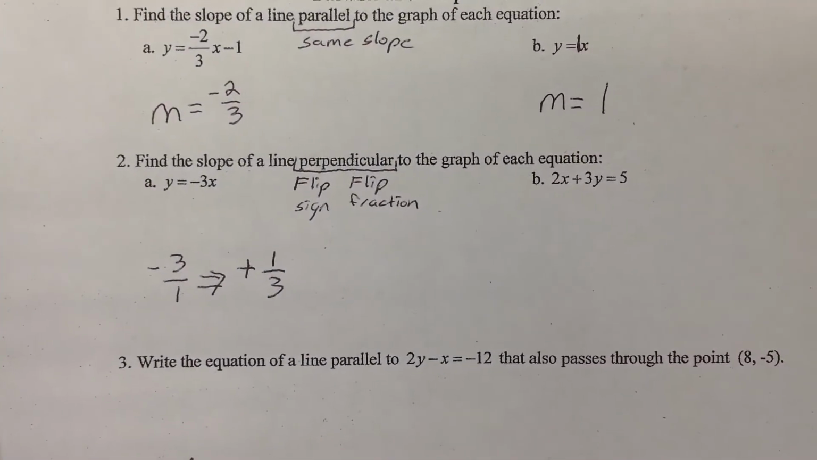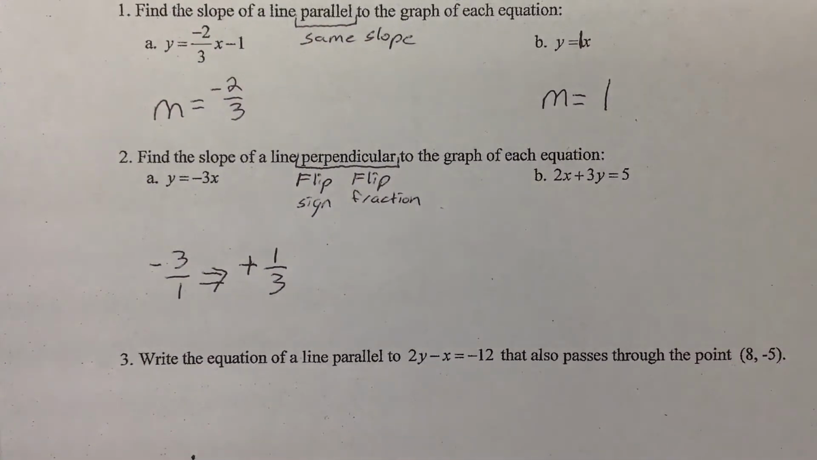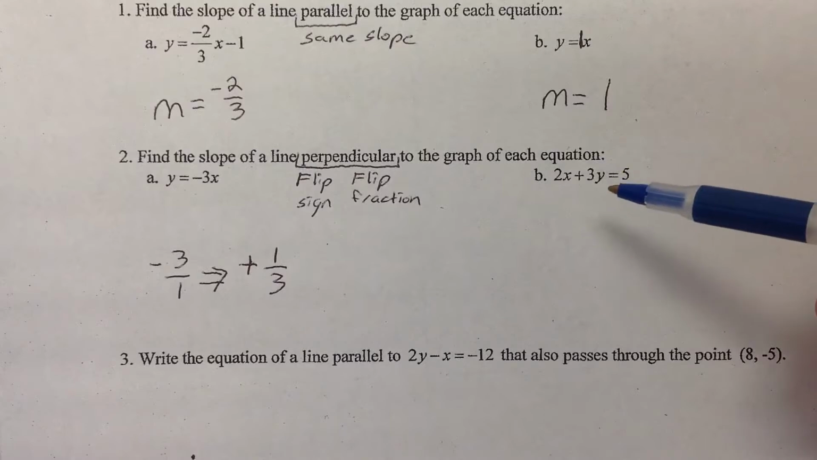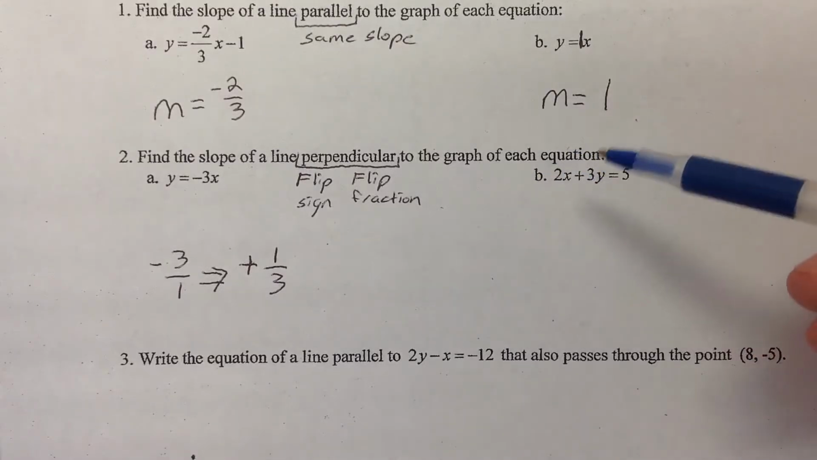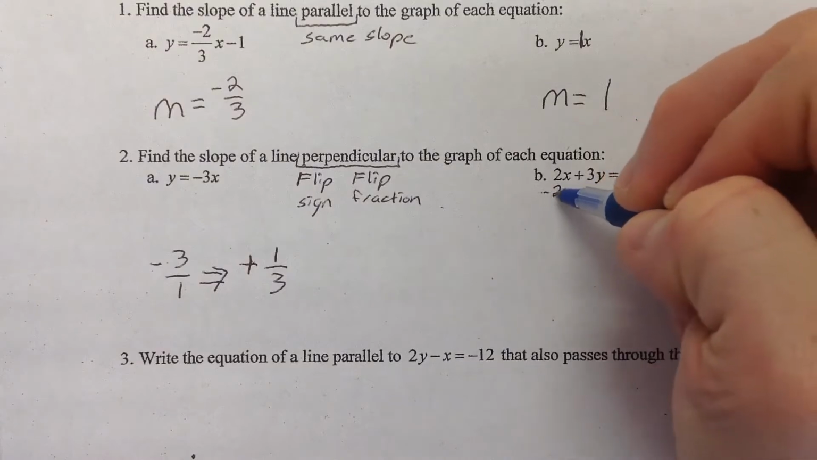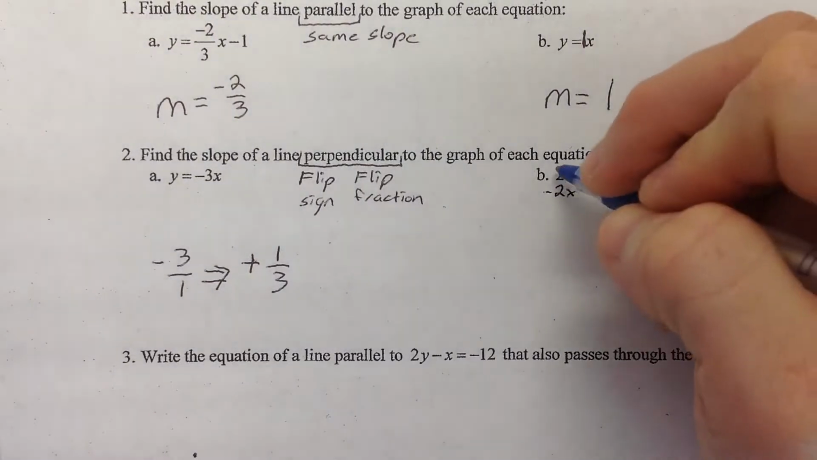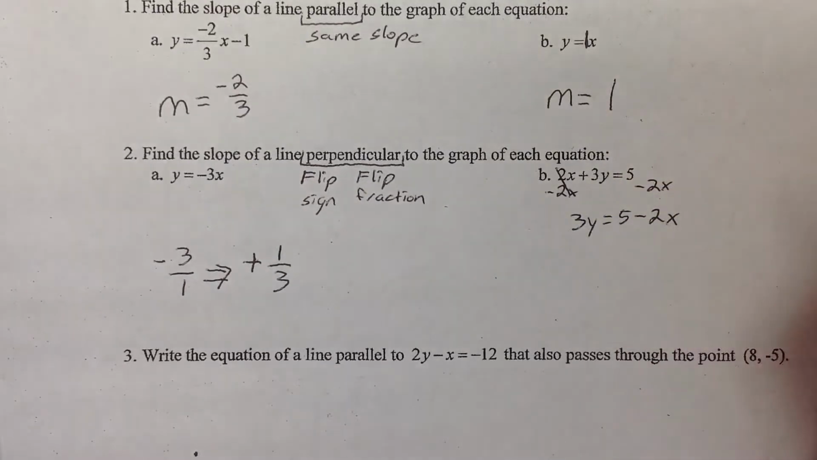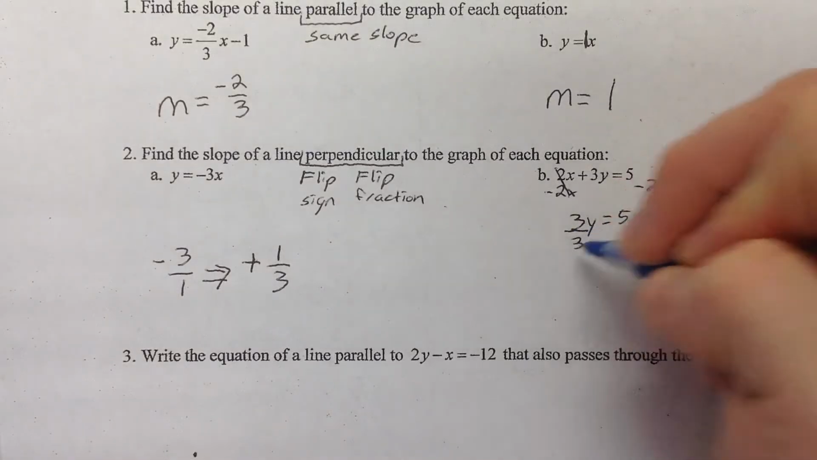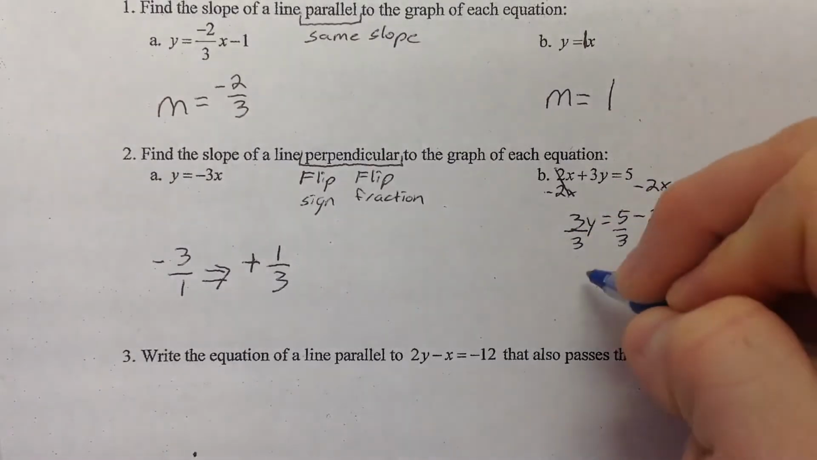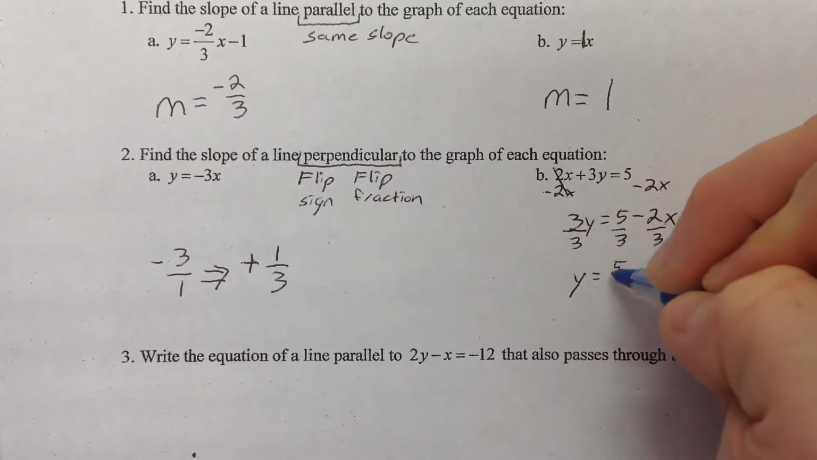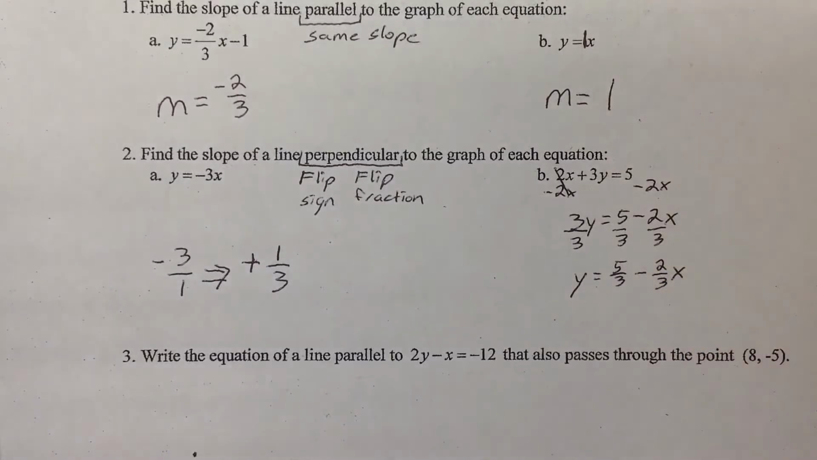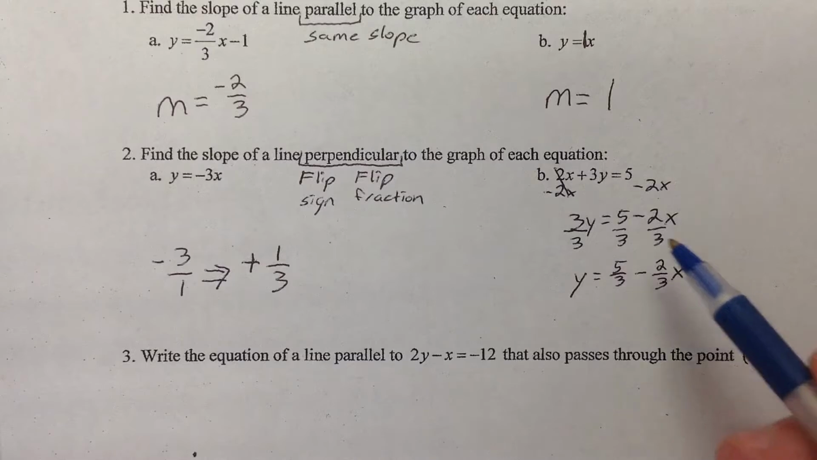Now, if we look at the second one here, there's going to be a little more work that we have to do because we don't know the slope of this equation yet. To know the slope of the equation, we have to start by solving for y. So let's subtract 2x from both sides. Those will cancel out. We'll have 3y equals 5 minus 2x, and then we'll divide everything by 3. And we'll get y equals 5/3 minus 2/3 x. So there's our equation.